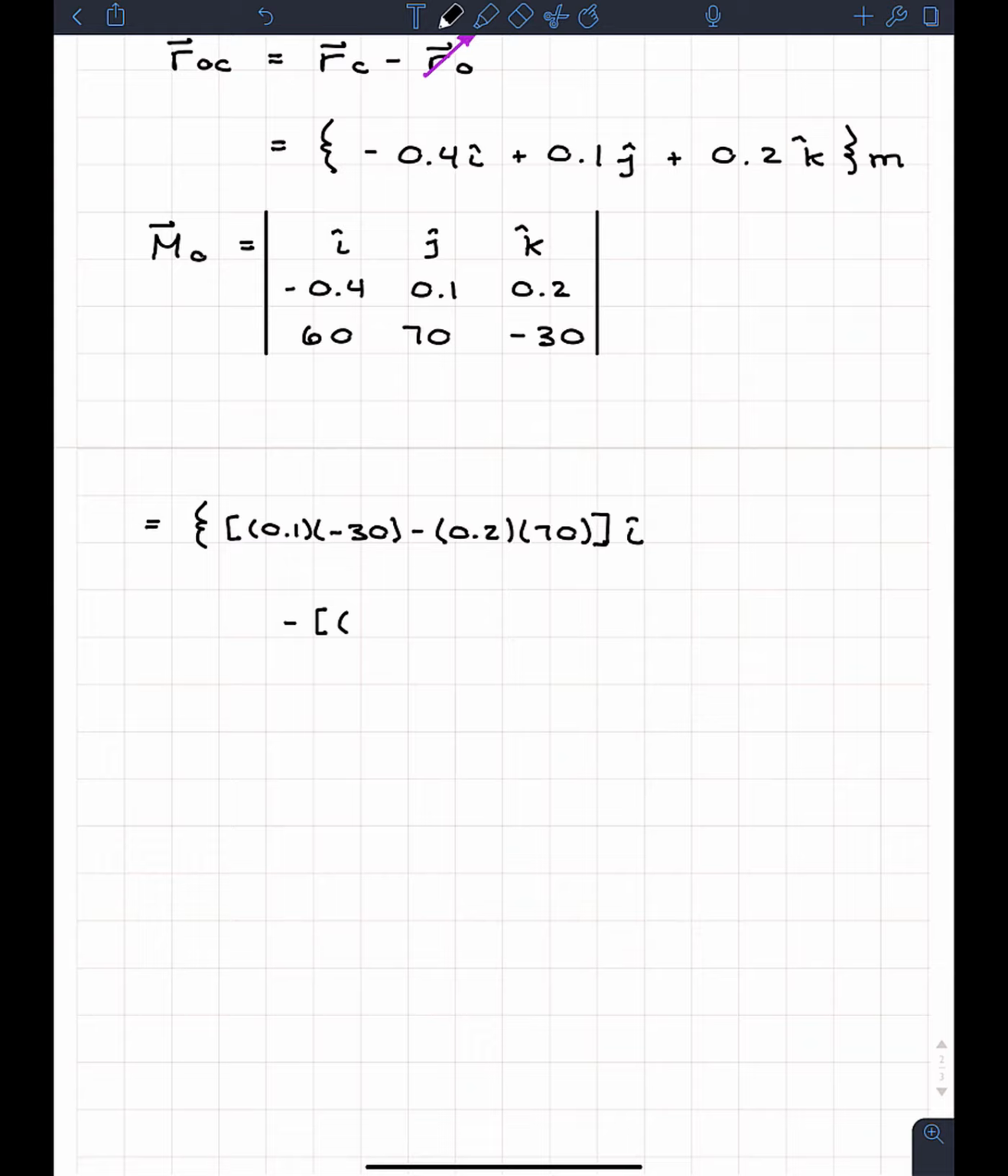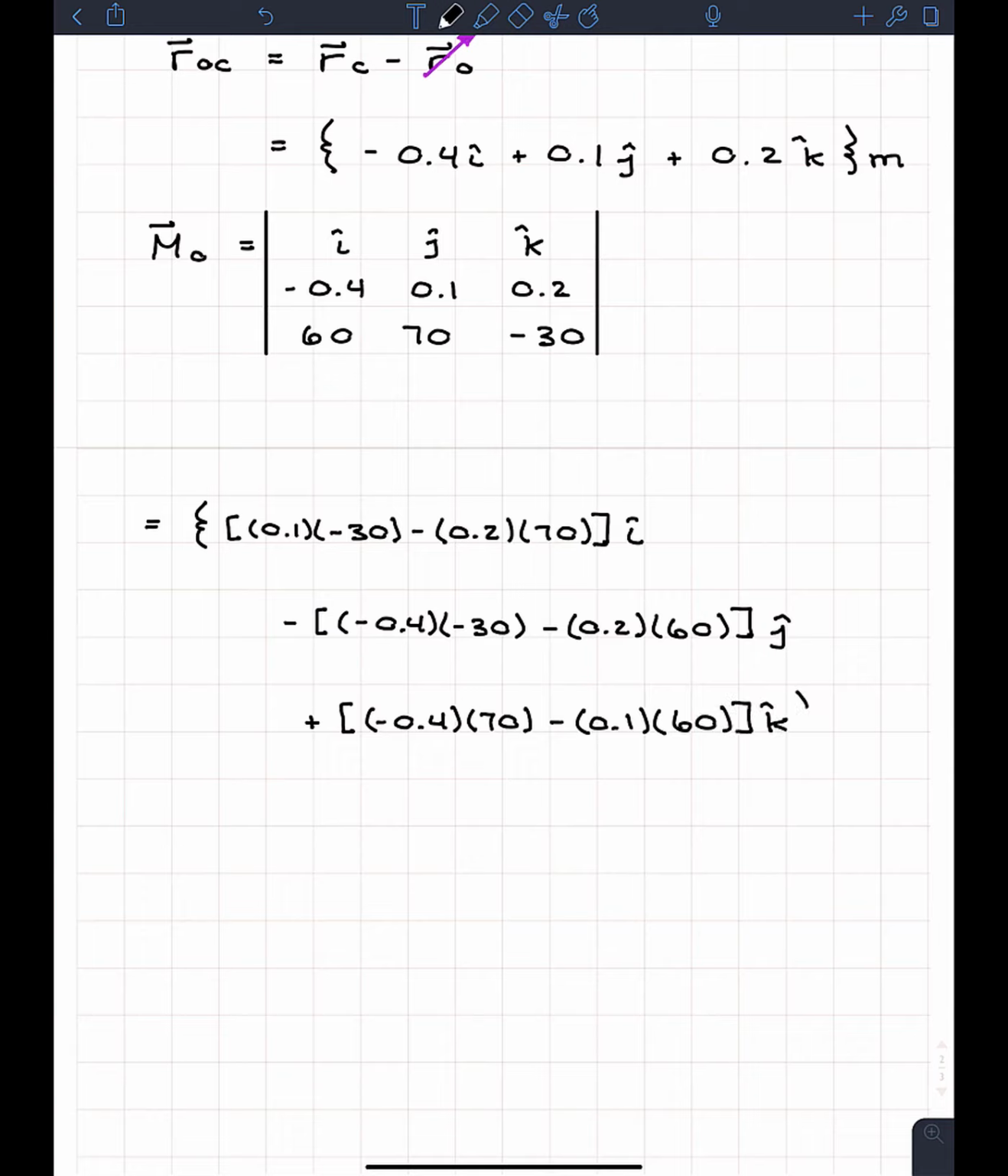It's going to be negative 0.4 times negative 30, minus 0.2 times 60. And that's it for the J. We can finish it off with the K, so it's going to be plus negative 0.4 times 70, minus 0.1 times 60. So we end that. This will be in the K. And we can also end the squiggle brackets and then put the units.